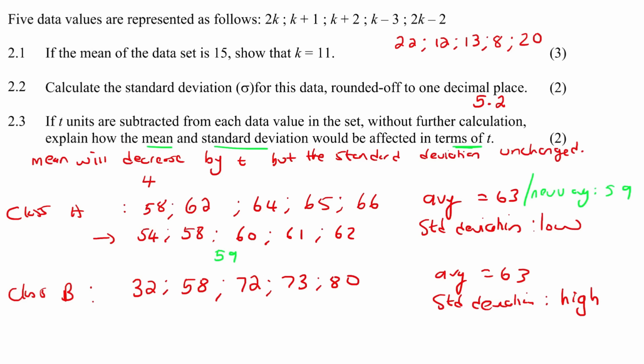Because remember, standard deviation tells you how spread out the numbers are from the average. So we can see that now when the average is 59, the numbers are still pretty close to the average, just like it was over here. That hasn't really changed. So your standard deviation doesn't change when you decrease all of the values or increase all of the values by a certain amount.